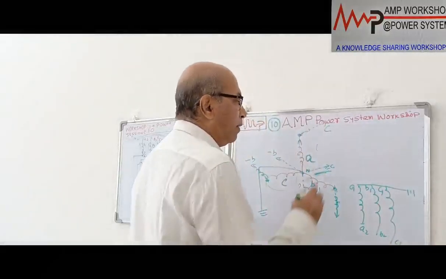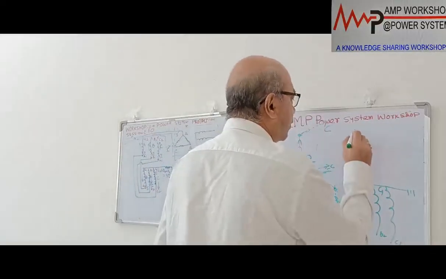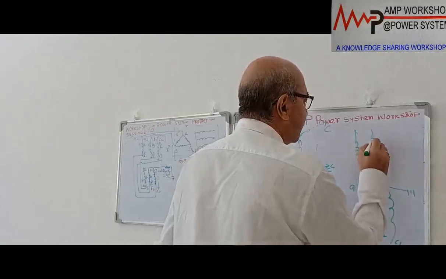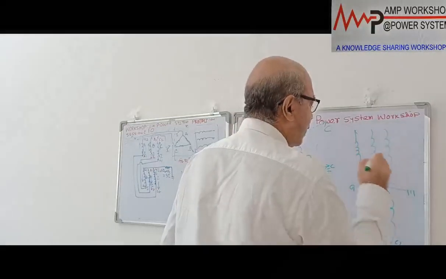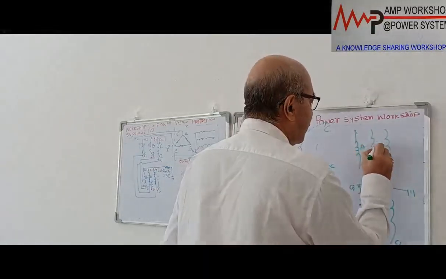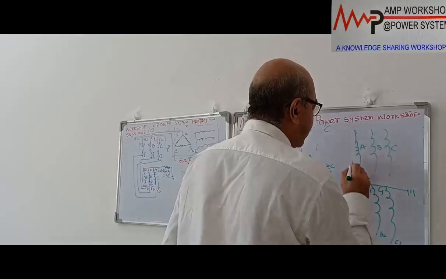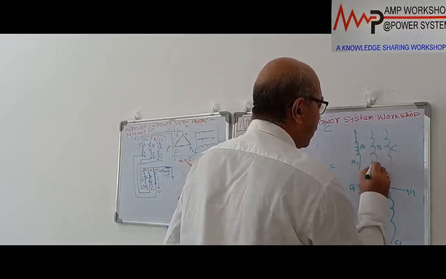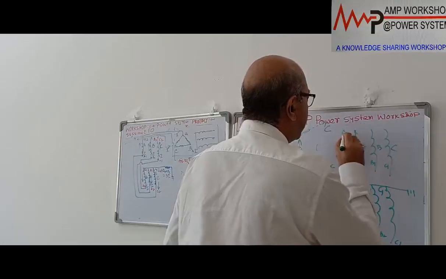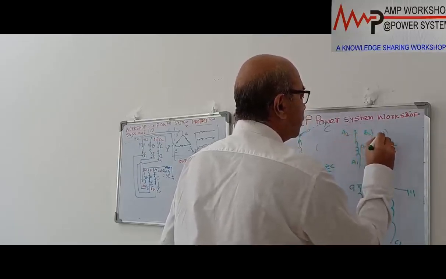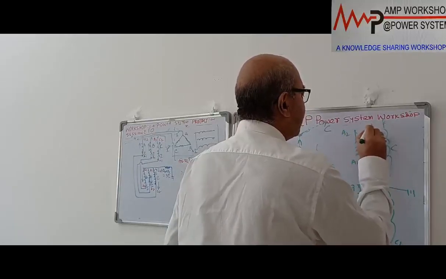Okay. Now here I have another three windings. Suppose this is the A winding, this is the B winding, and this is the C winding. This is A1, B1, and C1. This is A2, B2 and C2. This is connected with a breaker upstream.